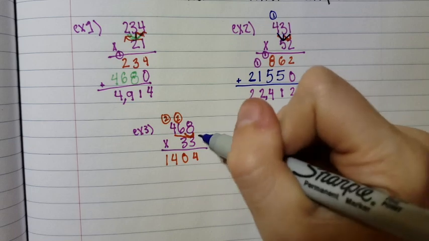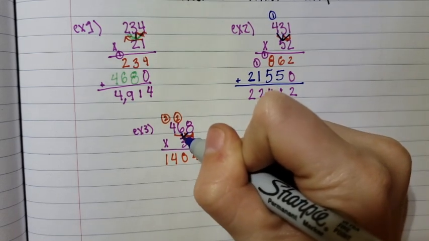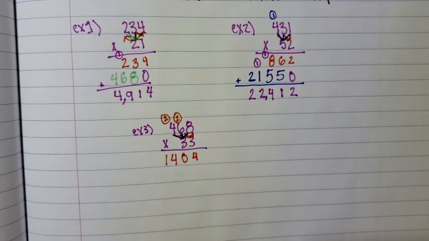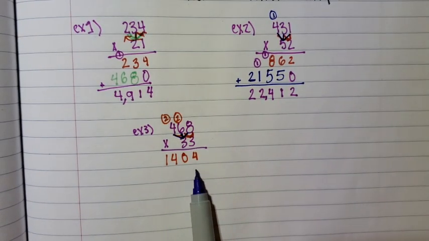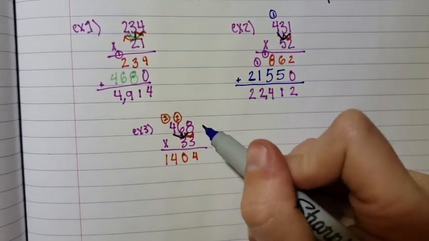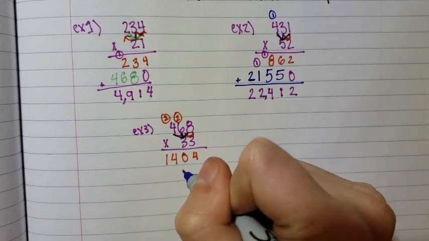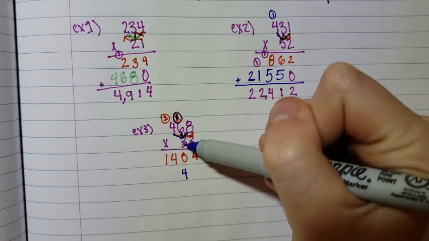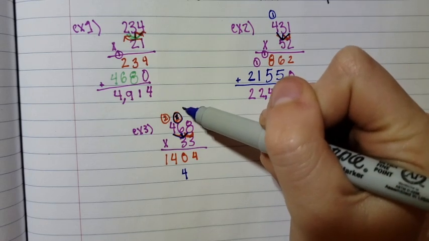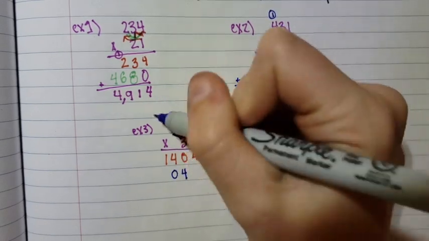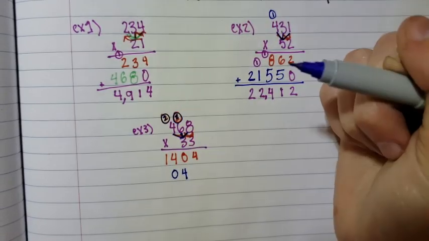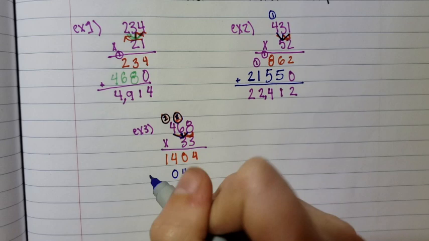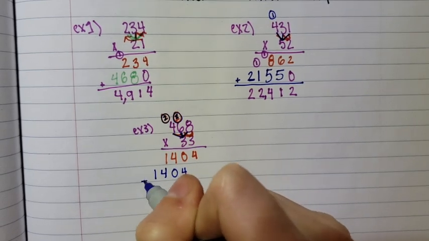Now we're going to do the exact same thing with your other 3. So you're going to do 3 times 8, 3 times 6, and 3 times 4. So what you just did, but over. So 3 times 8 is 24. Put your 4, carry your 2. 3 times 6 is 18 plus 2 is 20. Put your 0, carry your 2. 3 times 4 is 12 plus 2 equals 14.